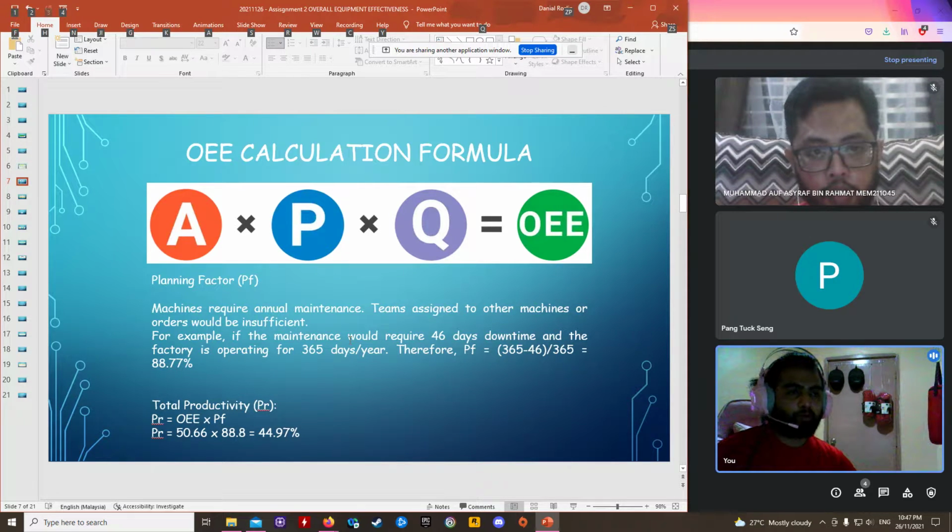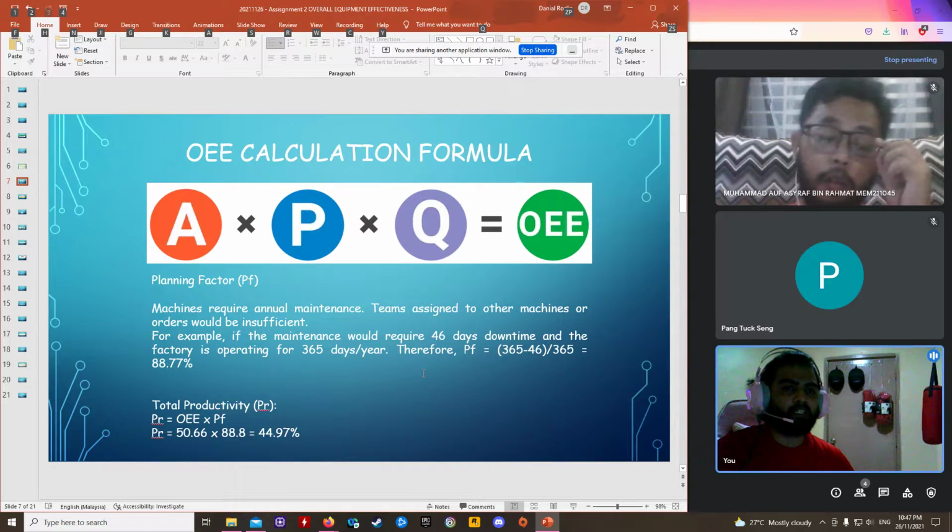So from OEE and planning factor, we can calculate the total productivity. OEE times the planning factor, we can get 50.66% that we just calculated just now, and we can get 88.8% from the planning factor. We counted to 44.97%.